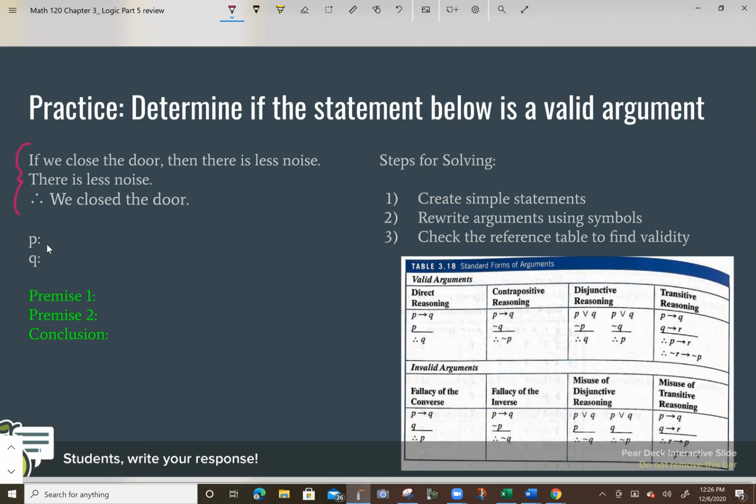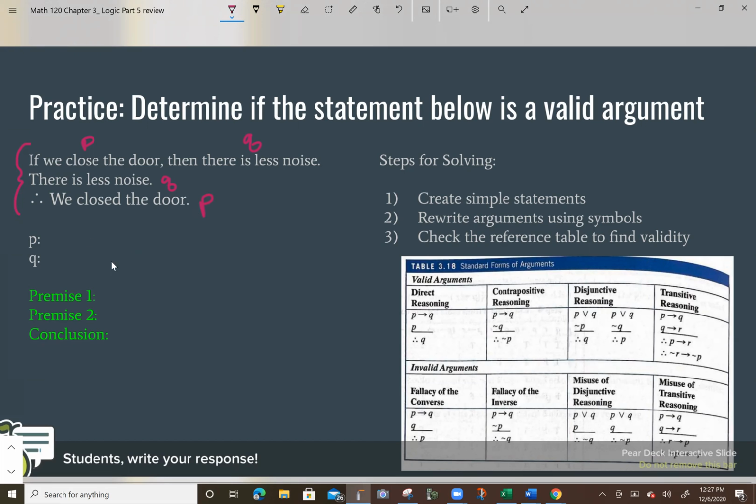So we have P and Q. You don't have to write these out separately on the test. It's just what you need to know. I can go up here and just put them up here. Like if we close the door, that we close the door is going to be P. There is less noise would be Q. This one here is still Q, right? And we close the door, that's actually P.